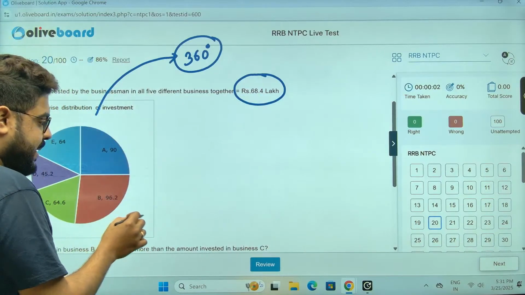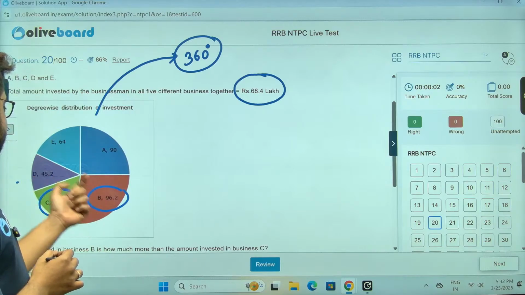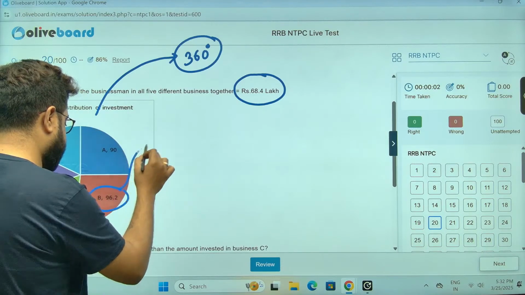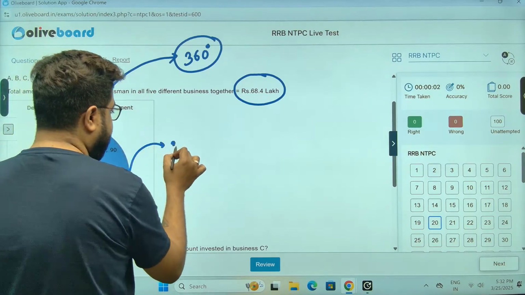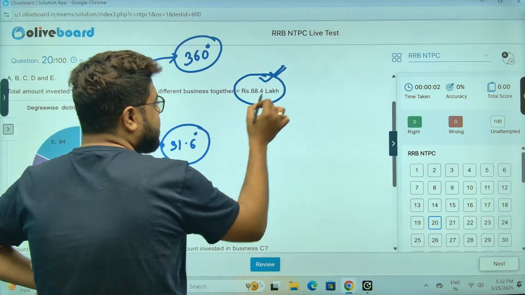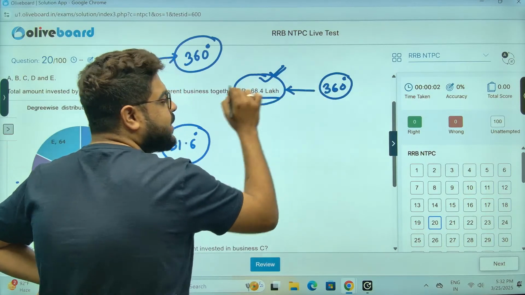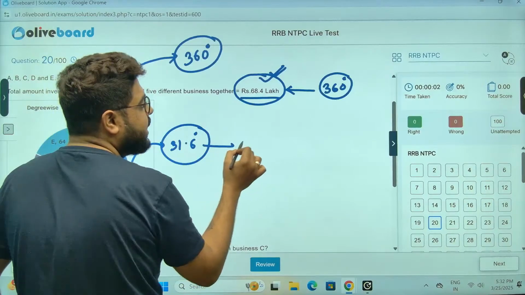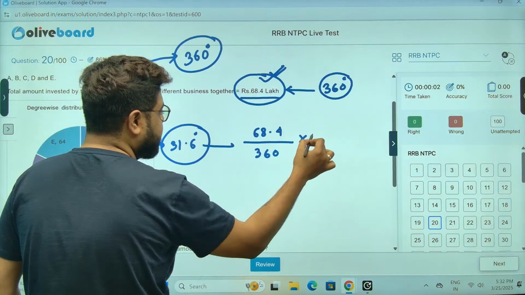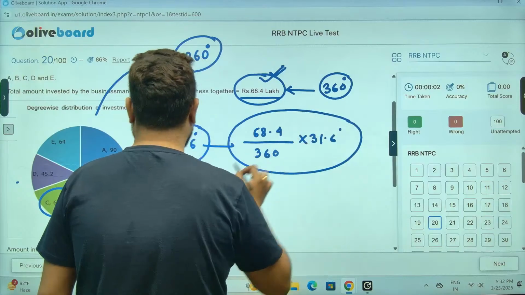So now B and C ka difference. B is this, C is this. Difference is how much, sir? 32 minus, sorry, 0.4. Sorry, 6. 31.6 degrees. Sir, this is total. So 360 degree value is equal to this much total. So this much degree, it will be 68.4 lakhs by 360 into 31.6. 1 second, yes. That will be my answer.